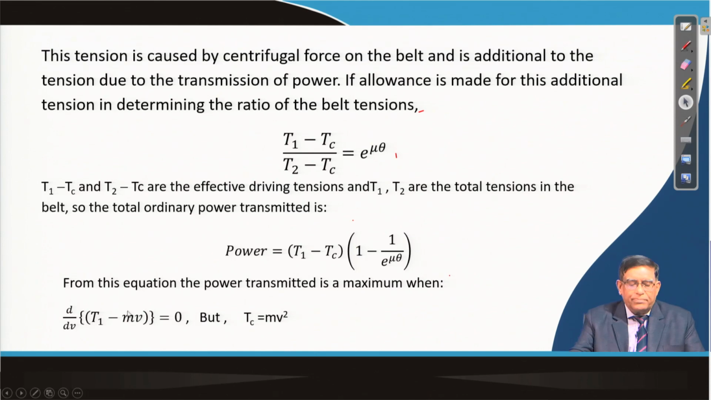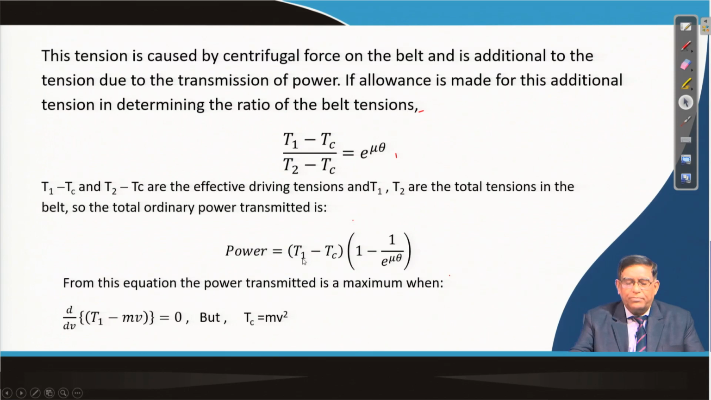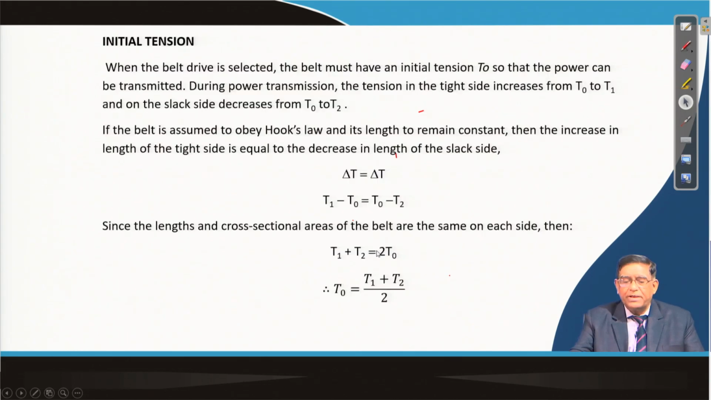As per this equation, the centrifugal tension is equal to mv square. If you put that value over here, you will get mv cube, because the value of Tc has been put in. If you take the derivative of it, ultimately the centrifugal tension comes to one third of the maximum tension. This is the way you can calculate it.